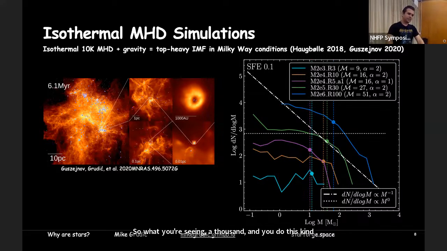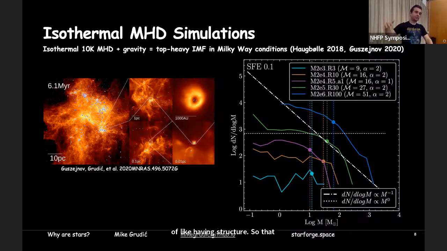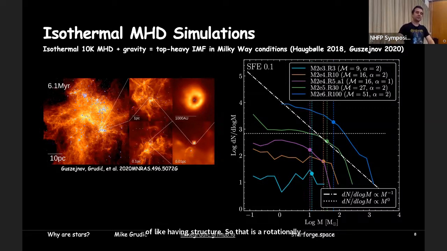So that is a rotationally supported disk structure. It's very, very marginally resolved at the mass resolution of the simulation. But yeah, we have a sort of multiple stellar system with a disk around it there. I see. Cool. That's interesting.